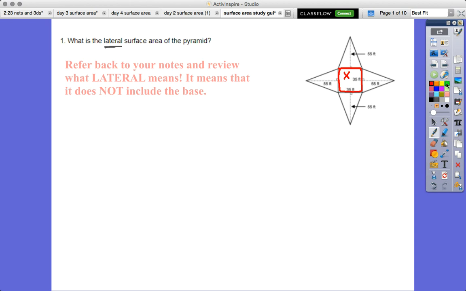So let's find the area of the triangles that surround this. We can see that these 4 triangles are equal. They all have a height of 55 feet, so they're going to have the same area. The base for this triangle is 35 feet. So we know that our formula for area of a triangle is area equals 1/2 base times height.